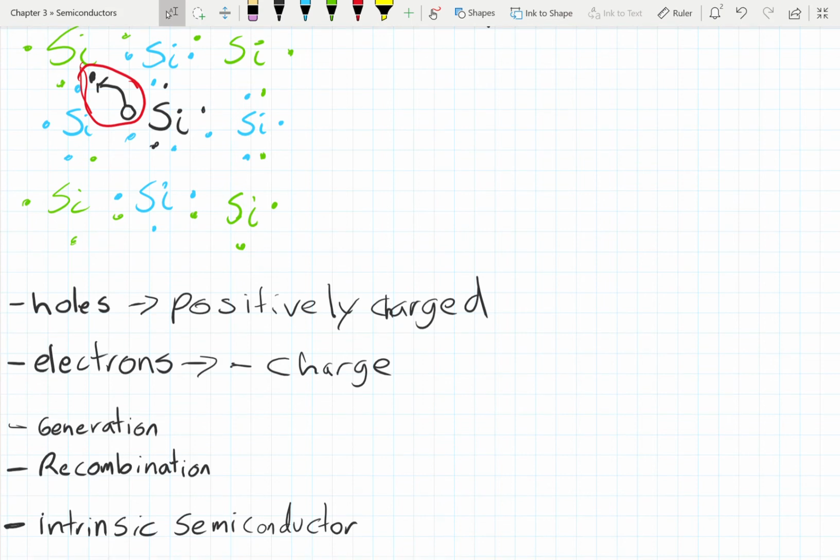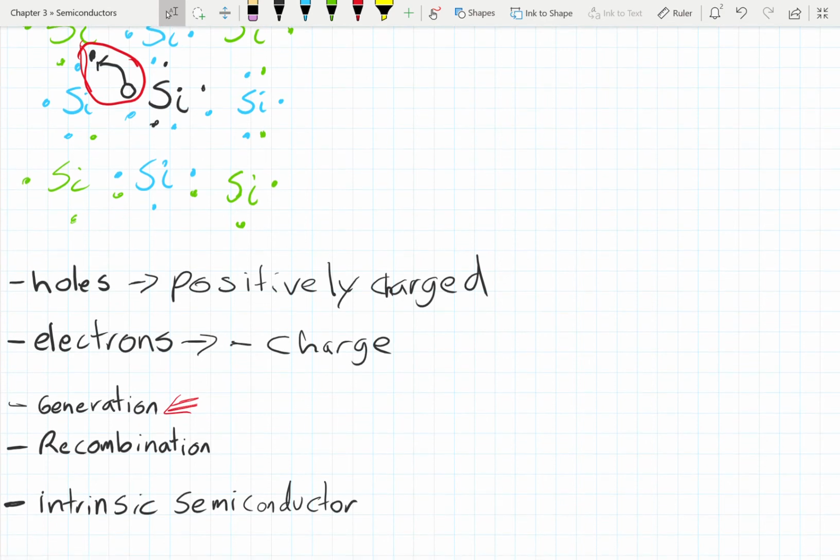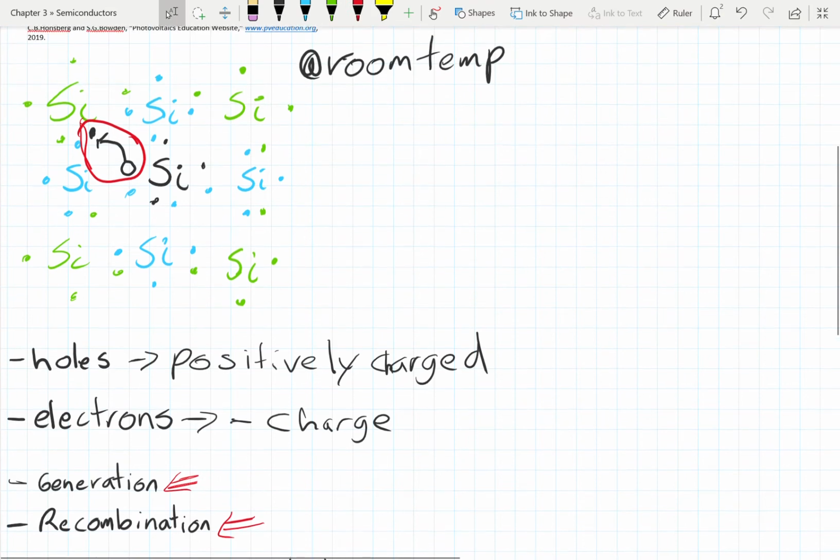Another concept that I have is generation. So generation here is what we have right here. At room temperature, you have enough energy to break the covalent bonds. You create an electron-hole pair, and that's called generation. Recombination, however, as you may guess, is the opposite of that concept.